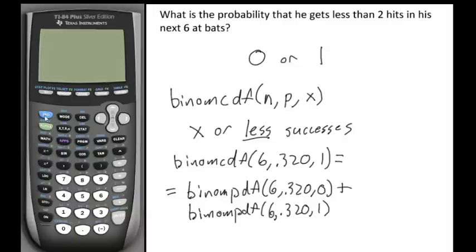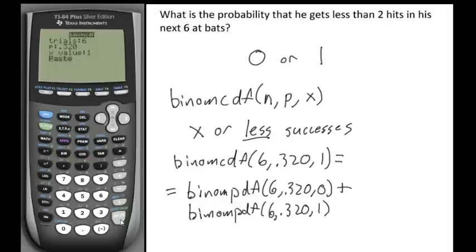So within the same spot as the Binomial PDF, we go to second and then distributions, and then we'll scroll down. So Binomial CDF is right below Binomial PDF. And so we're going to put in our trials as 6, our probability of 0.320, our x value of 1, and so again that's going to find not the probability that he gets exactly 1 hit, but the probability that he gets 1 or less hits, so 0 or 1.